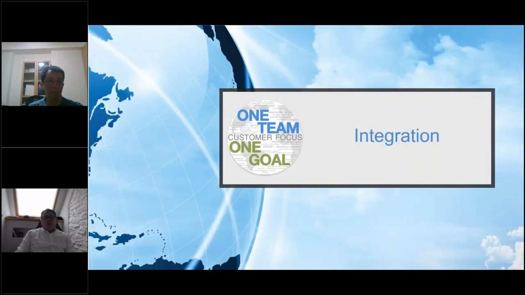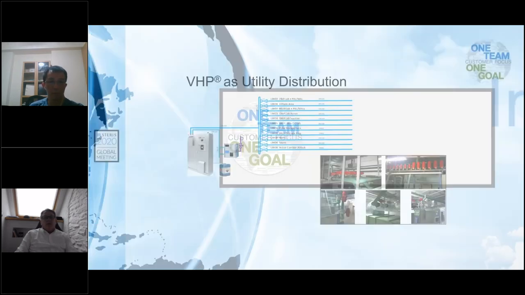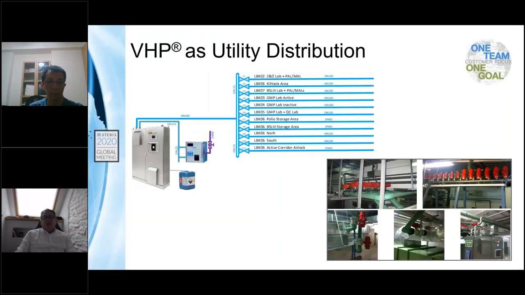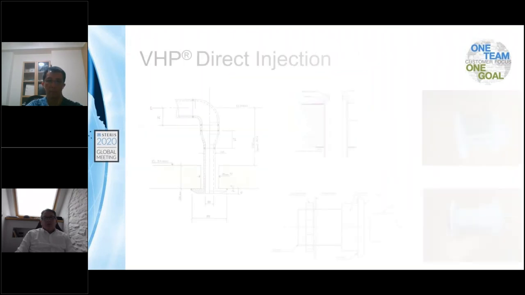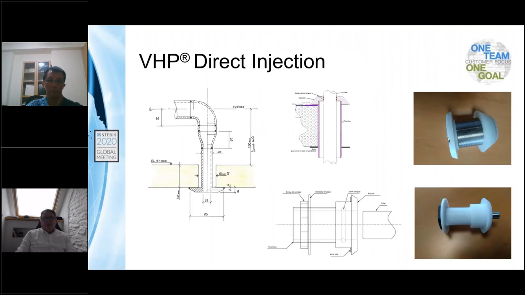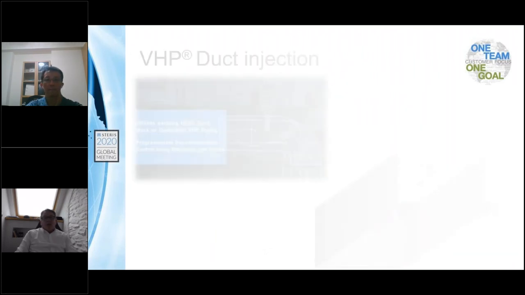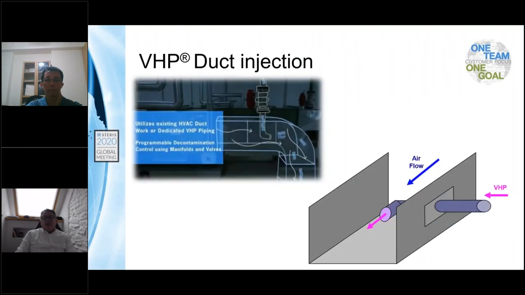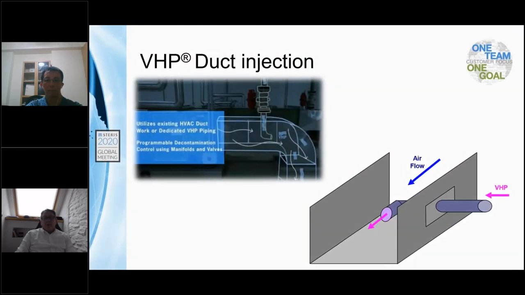So in terms of integration, this VHP unit can be used really as a utility, and we are distributing that gas wherever we need it. It can be isolators, room, material airlock. It's really becoming a utility for the building. The system can be directly injected if it's a material airlock, if it's a smaller room, but also it can be injected inside the duct system to make it more efficient.